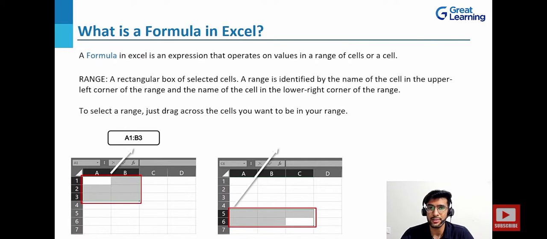Now, on your screens, it's written that a range is a rectangular box of selected cells. A range is identified by the name of the cell in the upper left corner of the range and the name of the cell in the lower right corner of the range. To select a range, you just have to drag across the cells, and your range will be selected as a number of boxes, right? Now, for example, to explain this concept to you, I have taken two screenshots of this Excel workbook. The first screenshot shows the red colored box, that is the range.